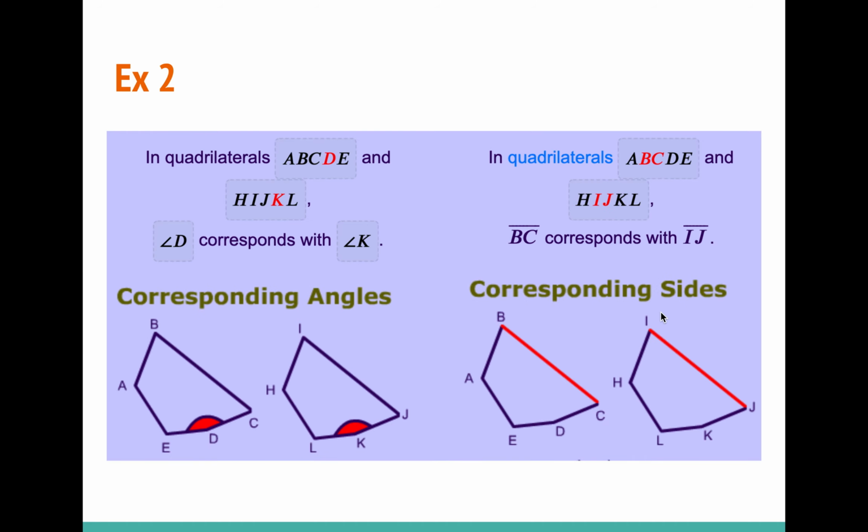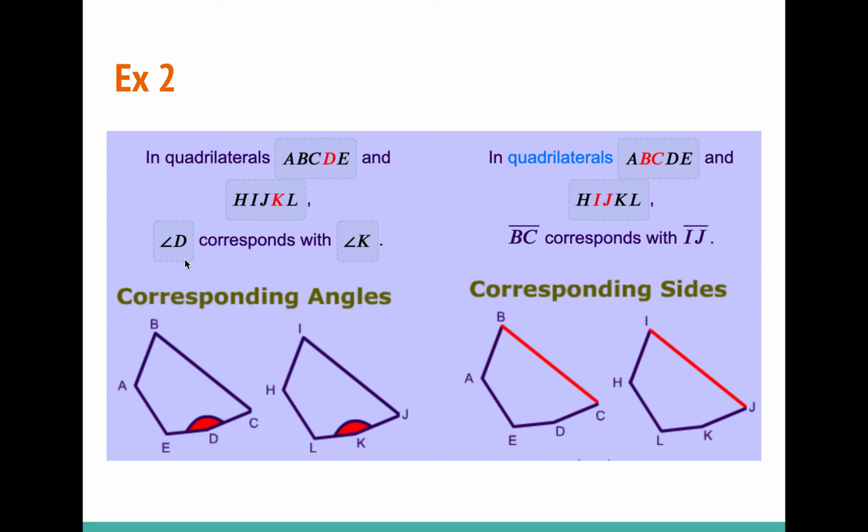Another example from Math Warehouse, example 2. Notice how we put quadrilateral and polygon. If we don't know what the shape is called, we can just call it polygon. The letter D is in how many places here? 1, 2, 3, 4. It's in the fourth place. The matching vertex to angle D is going to be in the fourth place in the second one. 1, 2, 3, 4. And the fourth letter is angle K.